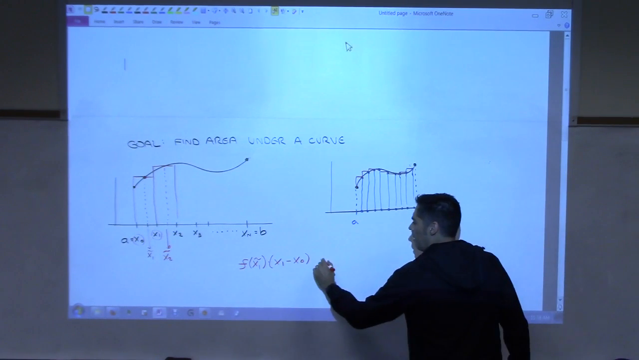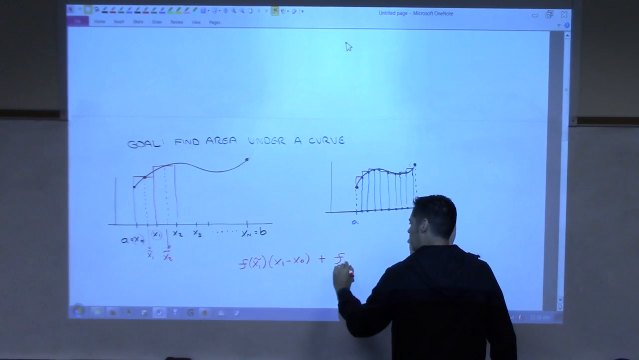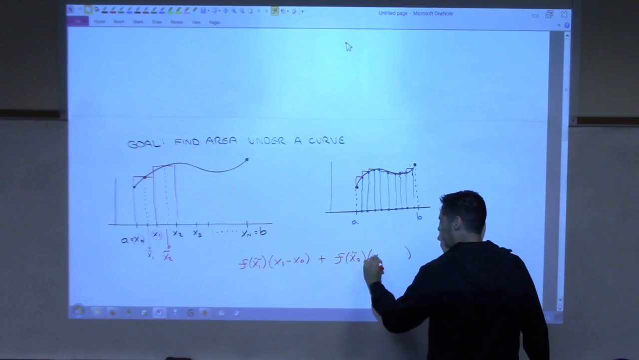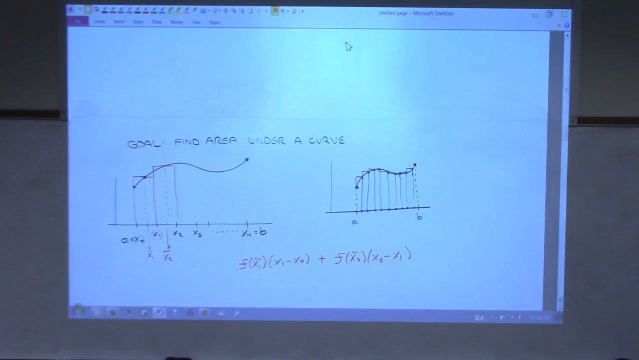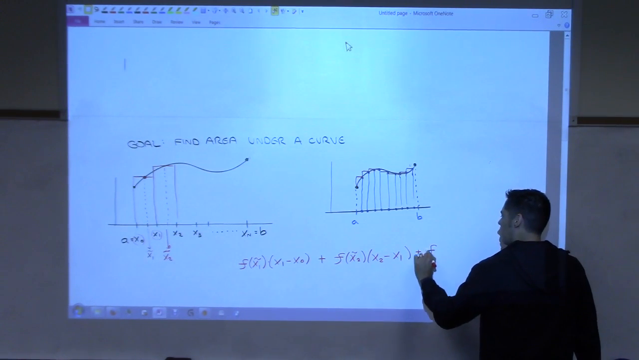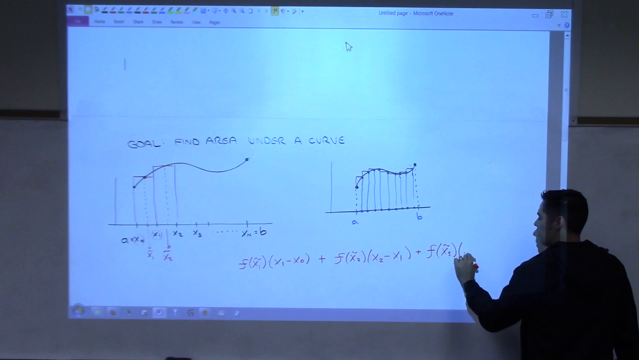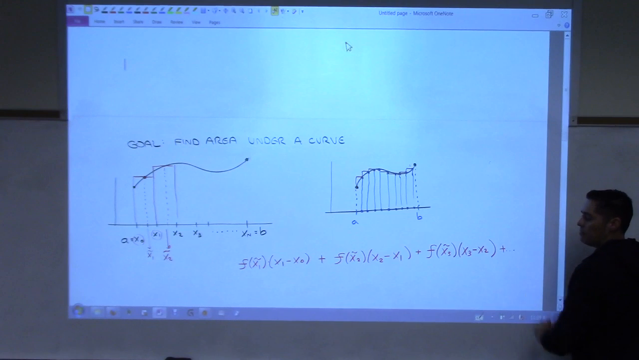Now I'm going to add it to this area, because that's the area of the first one, right? The area of the next one is f of x sub 2 tilde times, how wide is it? x sub 2 minus x sub 1. You following? Then I'd have another one. Yeah? What would the next one be? f of x sub 3 tilde times x sub 3 minus x sub 2, dot dot dot, right? I keep going.